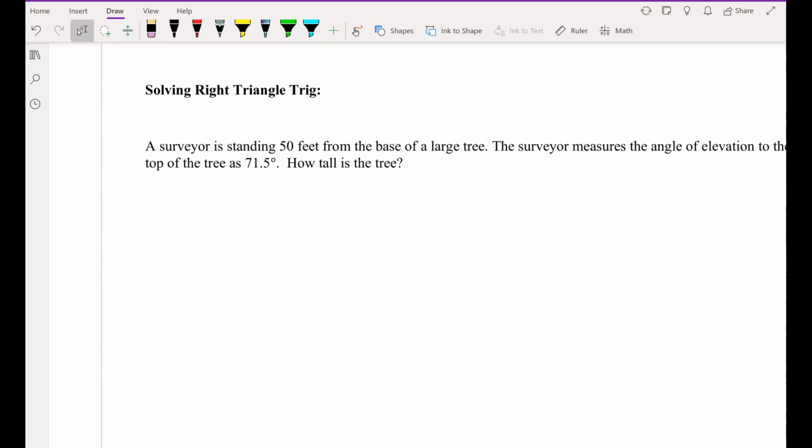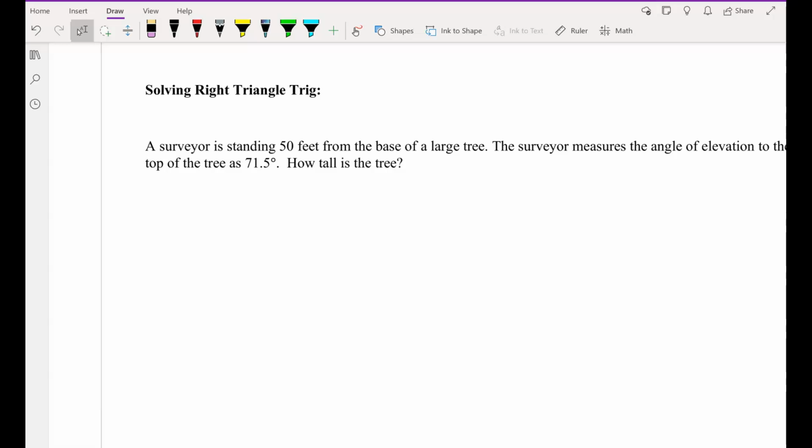All right, the next example we're going to do is solving a right triangle using our trigonometry. This is the real world example. We have a surveyor standing 50 feet from the base of a large tree. Now, if you don't know, a surveyor is the people that you see on the side of the roads, and they'll have a tripod and this big funky camera looking thing. And usually what they're doing is measuring the length of the road, finding exact locations of buildings and, I don't know, trees, plants, you know, anything that someone might want to know. Maybe they're looking to find the exact location of a property line. So that's what a surveyor is.